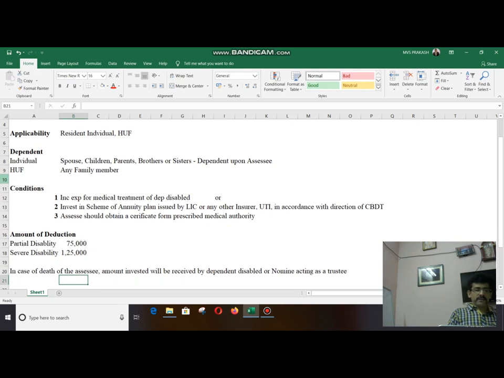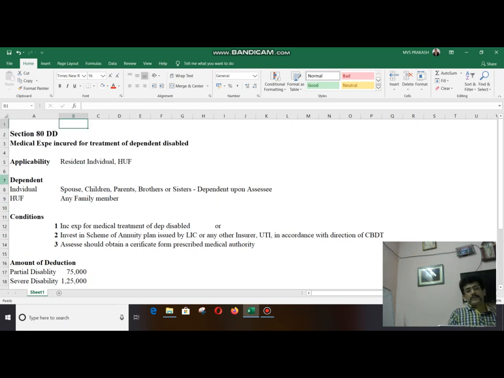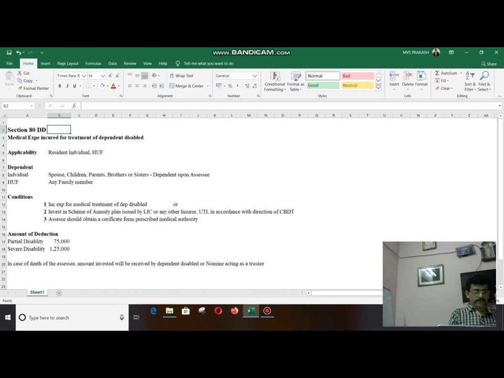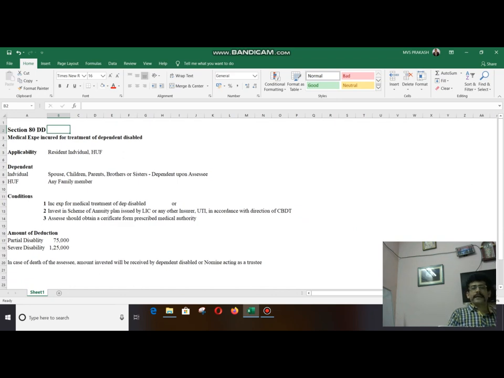In some cases, the SSC who invested money in an annuity plan has expired before the dependent; the money is then received by the dependent, or it may be received by the nominee appointed by the SSC, who is acting as a trustee for the purpose of this dependent disabled. That is what is called section 80DD. Now, if this section is clear, okay, just take a note of section 80DD.